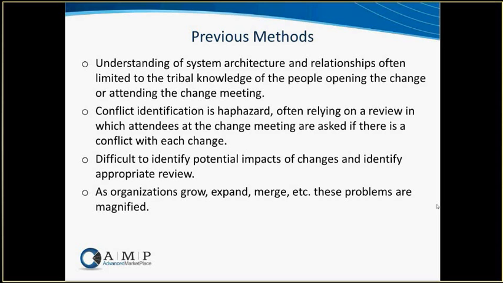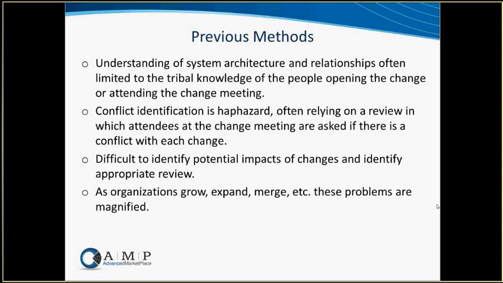And one of the challenges is that understanding of system architecture and relationships is very often limited to the knowledge of the people who opened the change, and they have to be there at the change meeting, and the other people at the change meeting. But what if Joe's out of town, it's his change, or he manages that application, and somebody else from his team is representing his group, and they may be able to say, well, here are the changes we're responsible for. But if the right person isn't there, they're the one that knows, then that information isn't accessible to the captain.